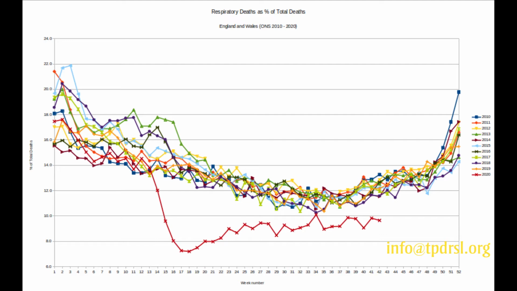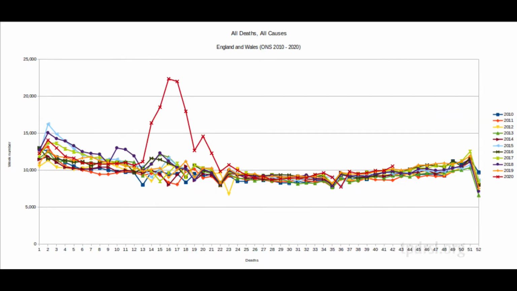We now need one more piece of information, and that is the number of all deaths in the same geographical area in the same period. This chart shows all deaths from all causes, all ages, in England and Wales for each of the weeks from week 1 2010 to week 42 2020. As before, all of the year data follows much of the same trajectory, apart from 2020, which is a very strange excursion between weeks 14 and 24, after which it folds back into the mainstream again.